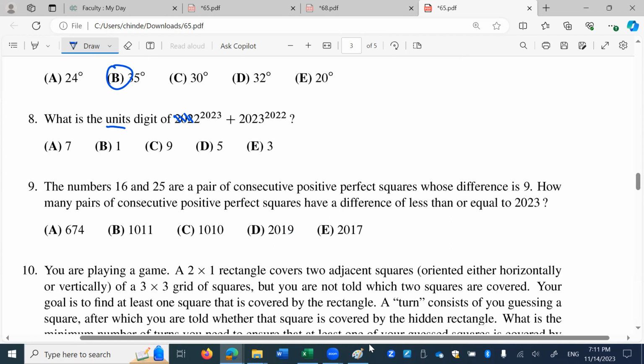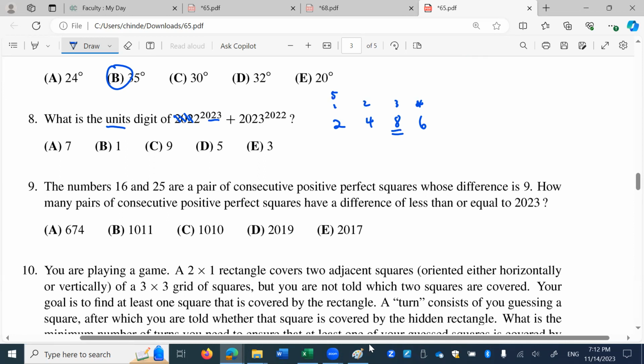So 2 raised to the first power is 2, and then 4, and then 8, and then 16, but we only care about the 6. And so 2 raised to the 5th power, right, is 32. And so anytime we have a multiple of 4, we're going to have 6 as a units digit. 2023 is one less than a multiple of 4, so we'll have 8 as a units digit.